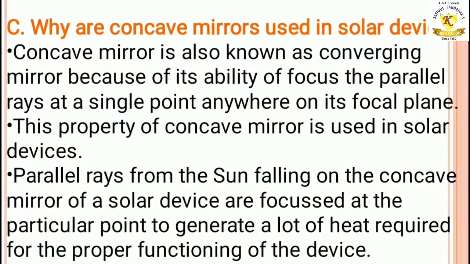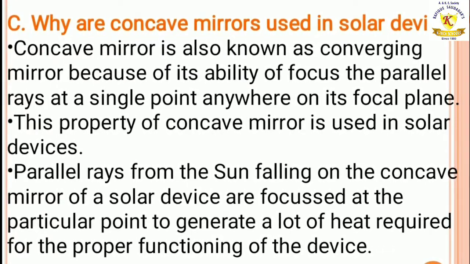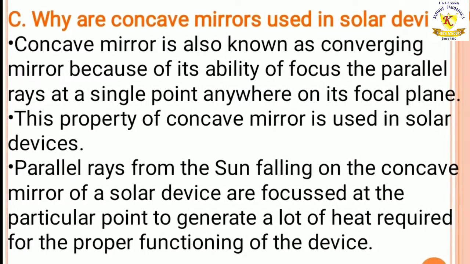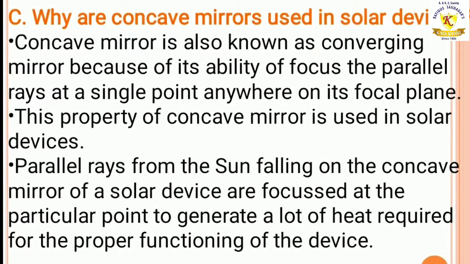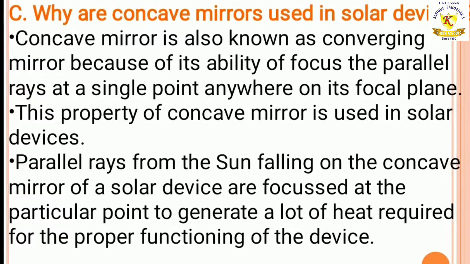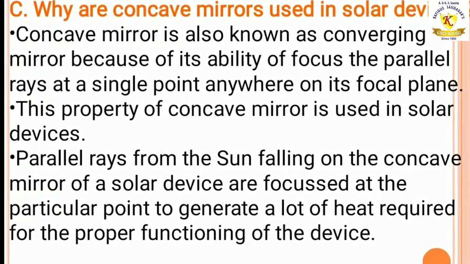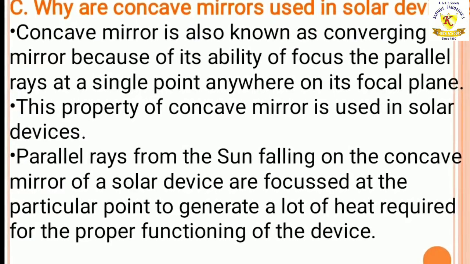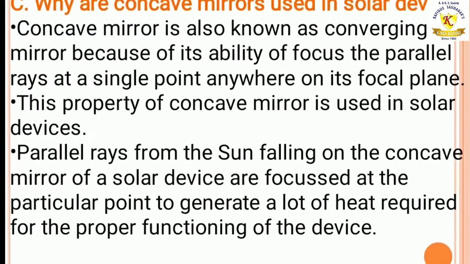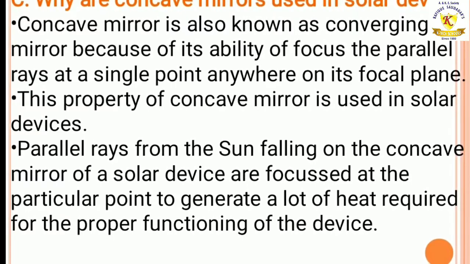Concave mirror is also known as converging mirror because of its ability to focus the parallel rays at a single point on its focal plane. So this property of concave mirror is used in solar devices. So the parallel rays from the sun falling on the concave mirror of a solar device are focused at the particular point to generate a lot of heat required for the proper functioning of the device. Got it, children? Let's see the next one.